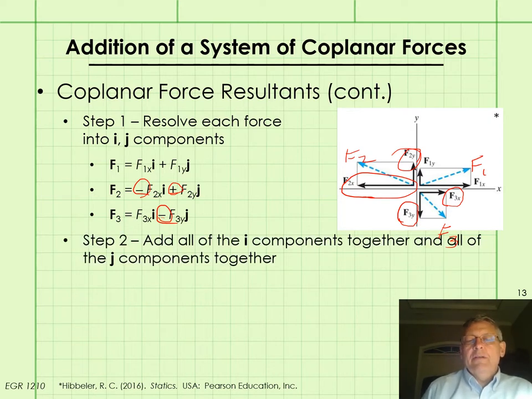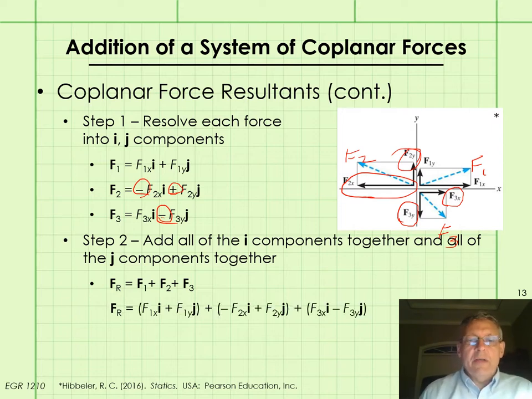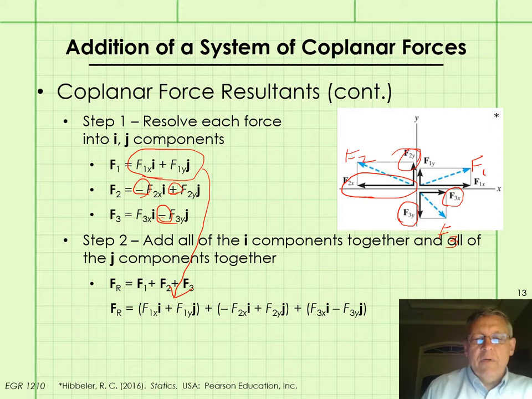Our second step is going to be to add all of the i components together and all of the j components together. In other words, we're going to gather like terms, just like we do in algebra. So let's go back to our basic resultant equation. We've said that the resultant of the three forces is equal to F sub R. And now we're going to substitute in for F sub 1, F sub 2, and F sub 3 with their Cartesian vectors. So for F sub 1, we're going to put in F sub 1x i plus F sub 1y j.